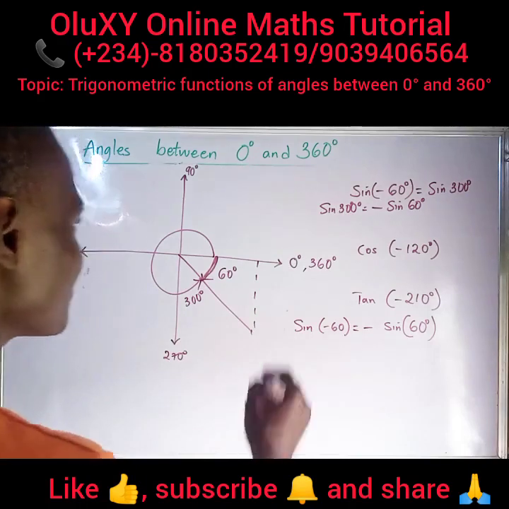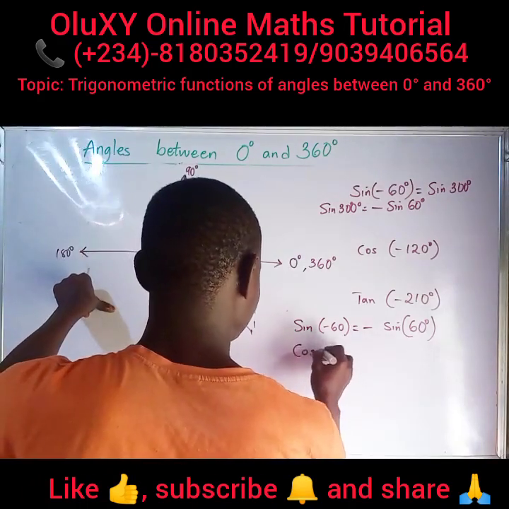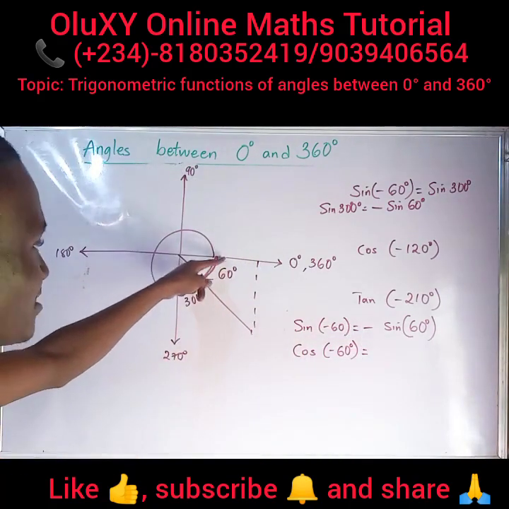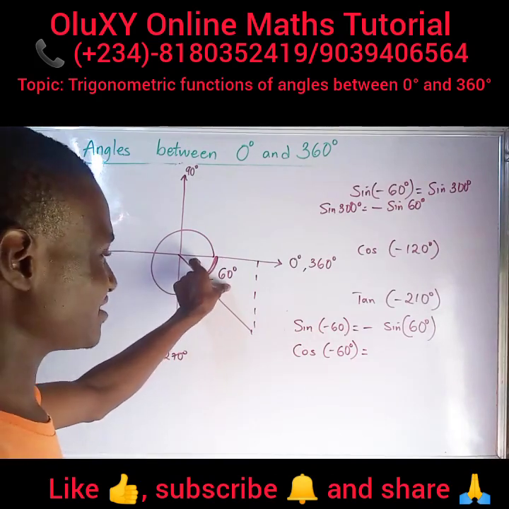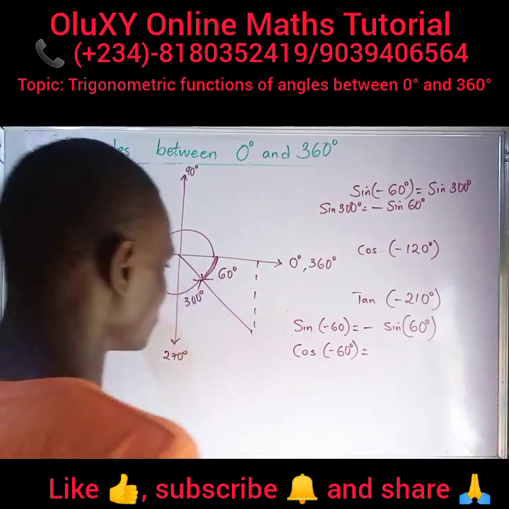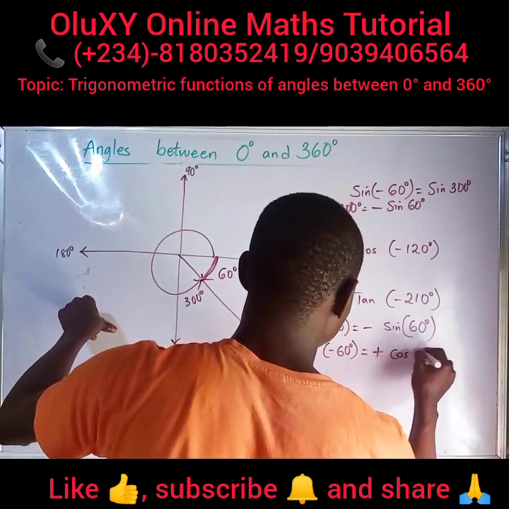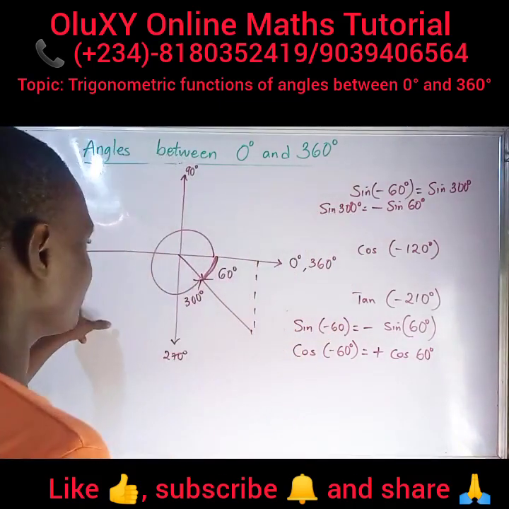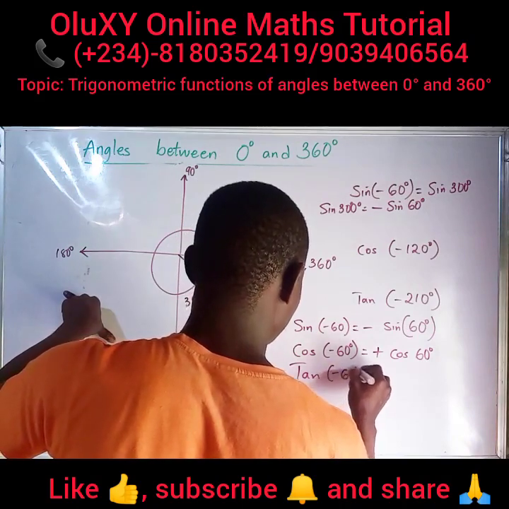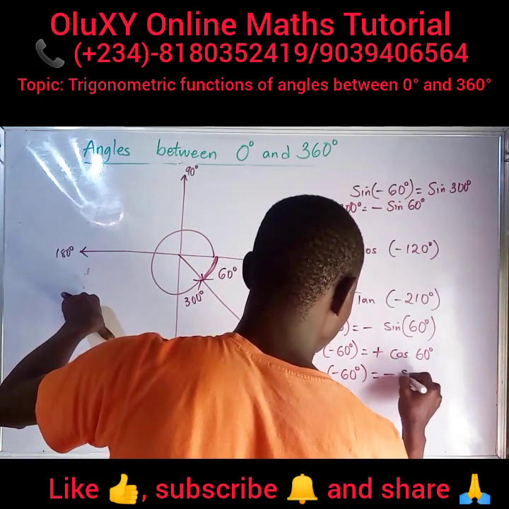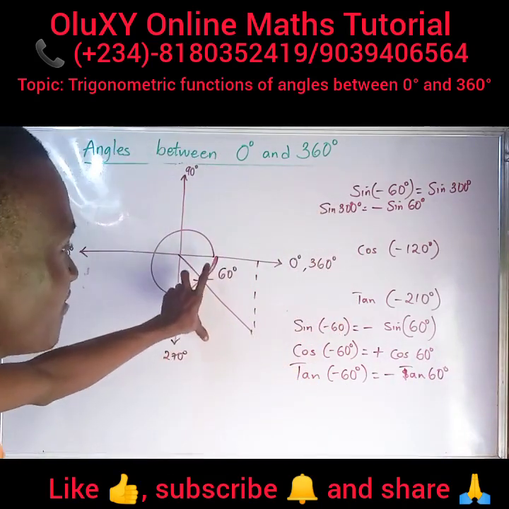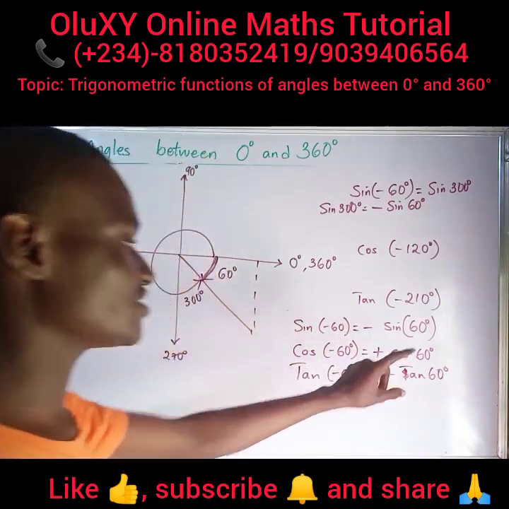But what about if we were required to find the cosine of negative 60 degrees? That means we are still reading it in this direction. But what is that 60? That particular angle, we know that the cosine here is positive. So it is going to be the same as cos 60. And if we are looking for the tangent of negative 60, it's going to be the same as the negative of tan 60. Because for all angles that fall inside here, it is only the cos that is positive.